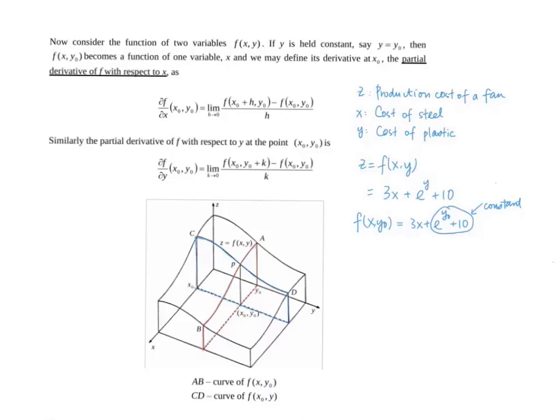Similarly, if we want to know how the cost of a fan depends on the cost of plastic y, we treat the cost of steel x as a constant. It means that we treat x to be a fixed value x0 and consider the cross-section of the graph which is parallel to the y-axis. When we consider the partial derivative of f with respect to y at the point x0, y0, we are considering the slope of the tangent line touching the curve CD at x0, y0.